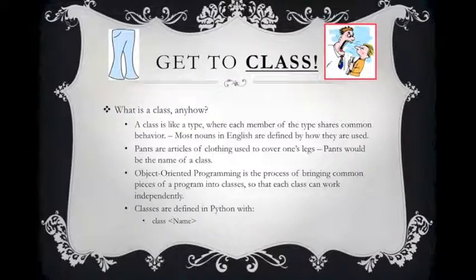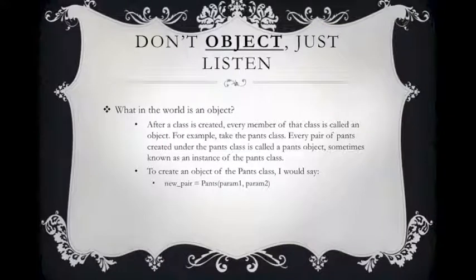And object-oriented programming is really just bringing together common pieces of a program into classes, and each class can work independently, providing different behaviors for types. And in Python, classes are defined with the lowercase word class, followed by the name of the class, which by Python convention is usually uppercase, or the first letter is uppercase. Now please, even if this is confusing, don't object, just listen.